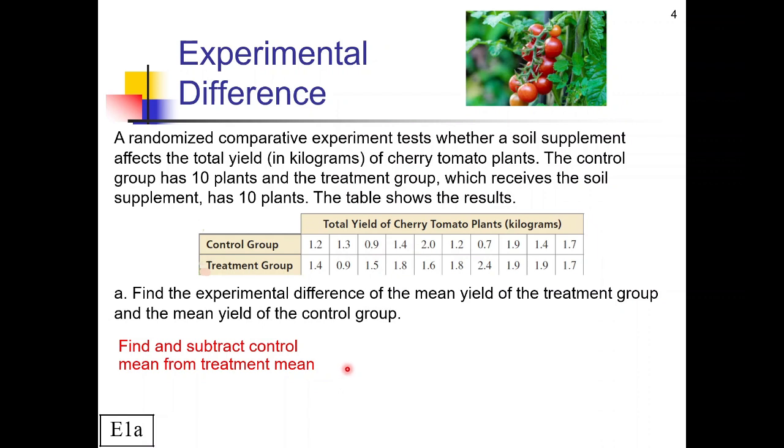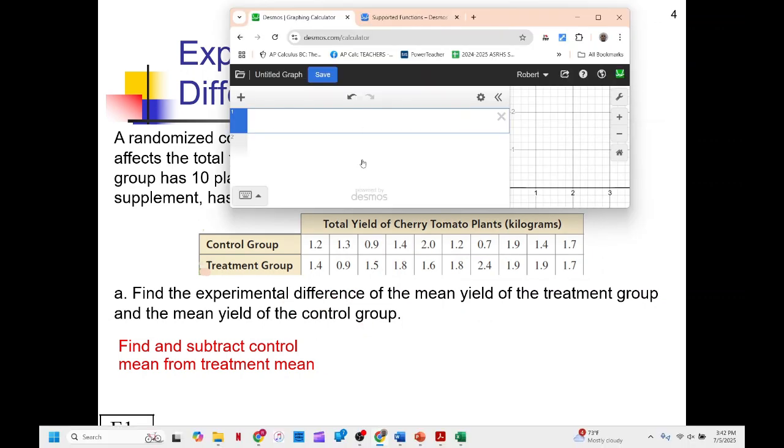And we've seen that we can find means on Desmos, so feel free to pop these lists into Desmos and use that to make things go a little bit faster. Pause the video and let's see what we get. So I don't know about you all, but I'm excited to see what Desmos can do with all this stuff. I'm going to create a list for my control group. I'll call it big C equals, and now let me just put all these in here. So we got 1.2, 1.3, 0.9, 1.4, 2.0, 1.2, 0.7, 1.9, 1.4, and 1.7, and close that bracket.